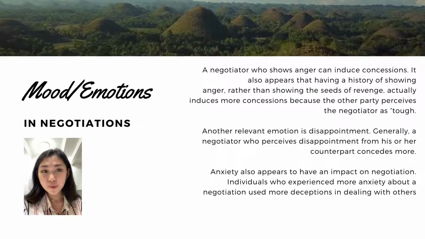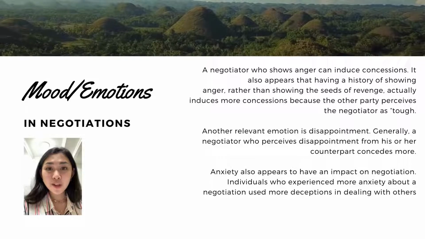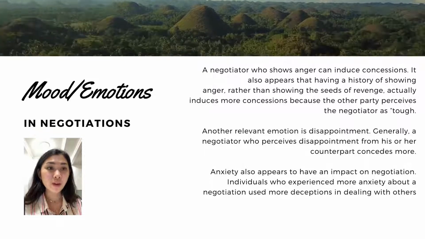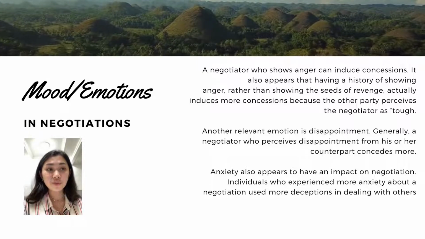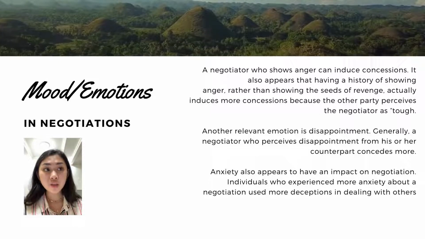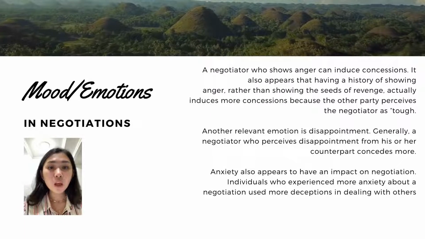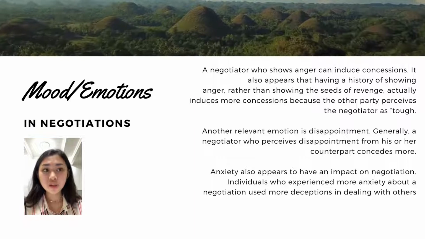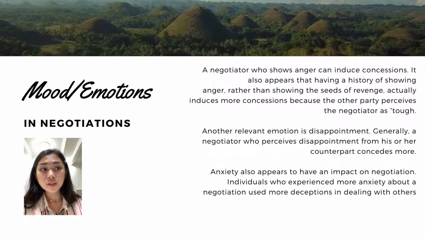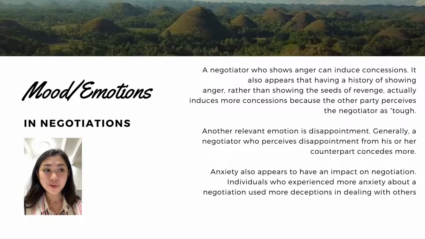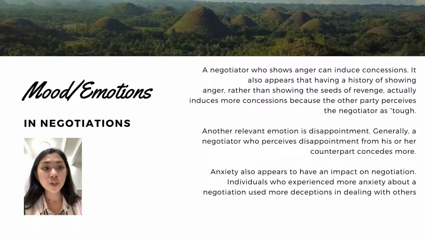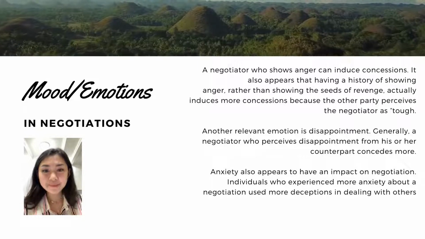The next one is mood or emotions in negotiations. A negotiator who shows anger can induce concessions. It also appears that having a history of showing anger rather than showing the seeds of revenge actually induces more concessions, because the other party perceives the negotiator as tough. Another relevant emotion is disappointment. Generally, a negotiator who perceives disappointment from his or her counterpart concedes more. Anxiety also appears to have an impact on negotiation: individuals who experience anxiety about a negotiation use more deception in dealing with others.